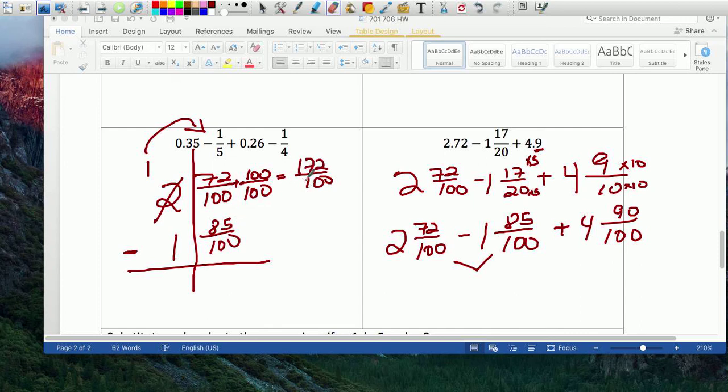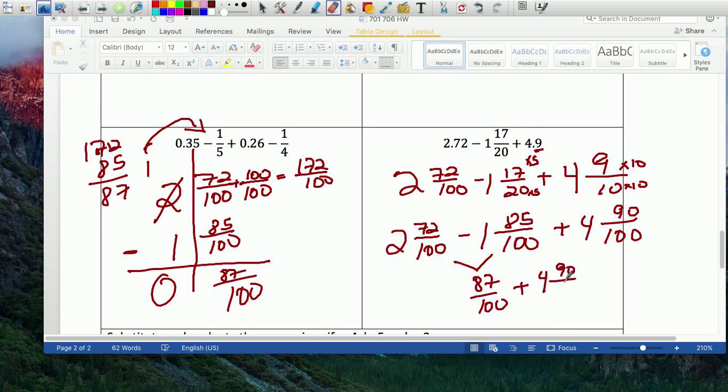Now I can subtract. 1 minus 1, the 2 became a 1, right? So 1 minus 1 is going to be 0 over here. 172 minus 85. 12 minus 5 is 7. This was a 6 minus 8. 16 minus 8 is just 8. So 87 over 100. Now these two become 87 over 100, which I'm going to add to 490 over 100. If I add this, well, there's no whole number, but there's a whole number here, so that's just 4. My fraction stays over 100, and 87 plus 90 is, let's see, 177.